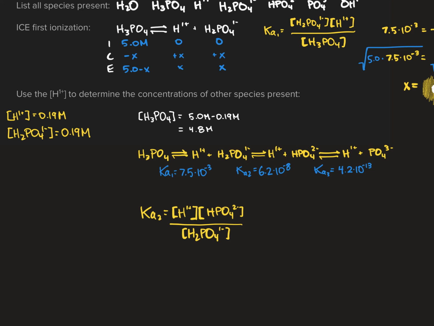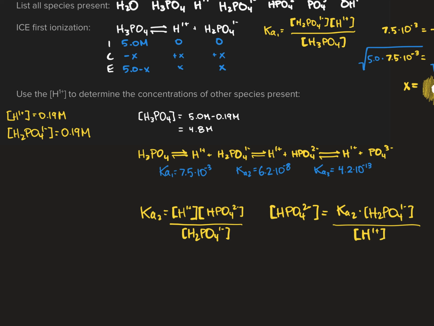And having written now that Ka expression, I'm going to go ahead and rearrange that expression to solve for the concentration of the ion HPO4 2 negative. So rearranging the Ka expression here, I get concentration of HPO4 2 negative is equal to the Ka2 value multiplied by H2PO4 1 negative's concentration, and then divided by the concentration of hydrogen ion H positive.